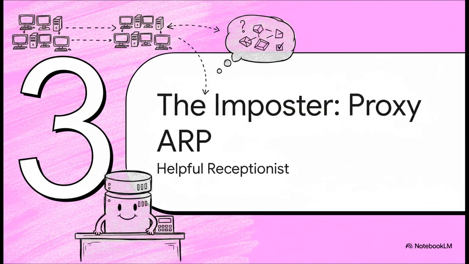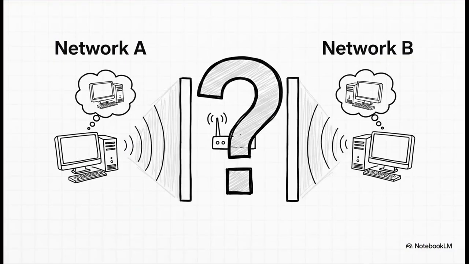Okay, so now we know the basic rules of ARP, but let's look at a really fascinating situation where the network actually cleverly breaks those rules for a good reason. This is called proxy ARP. And honestly, the best way to think of it is as a helpful receptionist for the network. So the problem that proxy ARP solves is this.